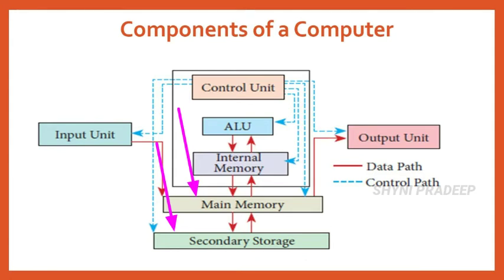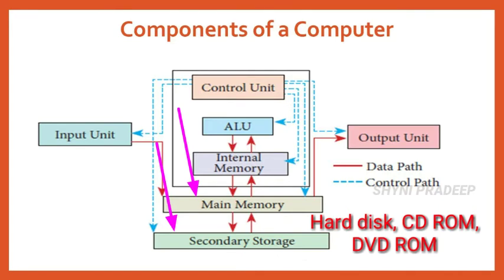In primary memory, the content is lost when the power supply is switched off. But in secondary memory, the content is available even after the power supply is switched off. Okay, because secondary memory is permanent storage memory, but primary memory is the temporary storage memory. The example of primary memory is random access memory, RAM. Okay, this is the example of main memory, which is primary memory. And the example of secondary memory is hard disk and CD-ROM, DVD-ROM. These are the examples of secondary memory.